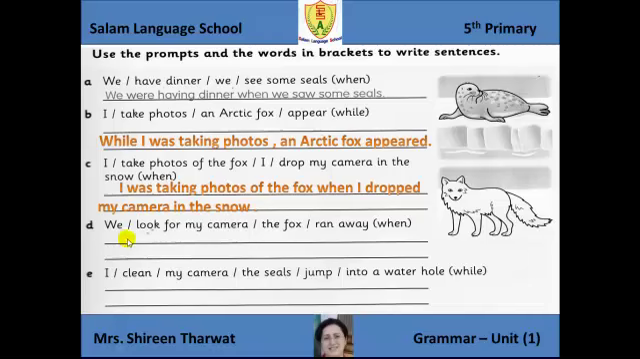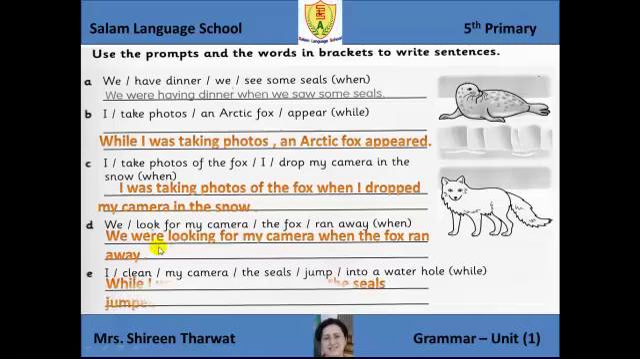D. We have we look for my camera, the fox ran away, and the word when. Yes, we were looking for my camera when the fox ran away. This part is about the second action which interrupted the first action.